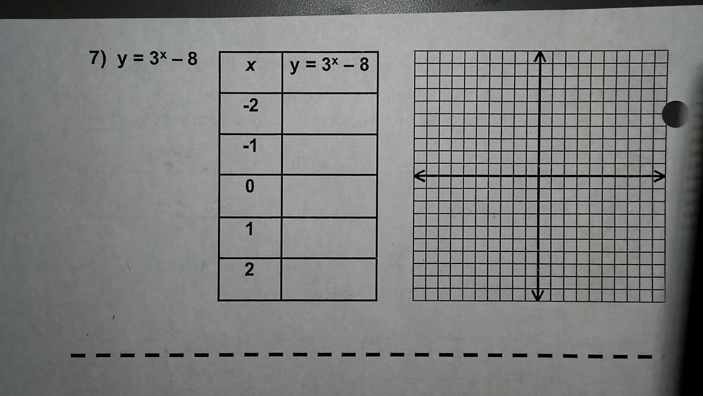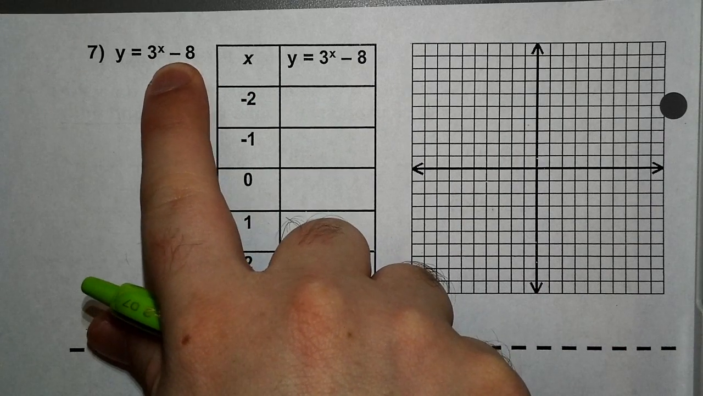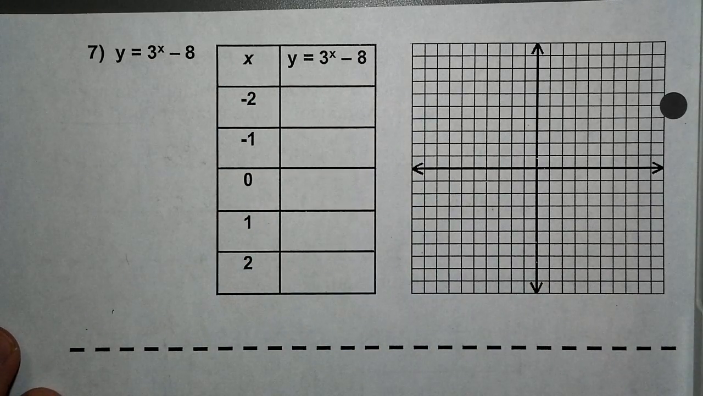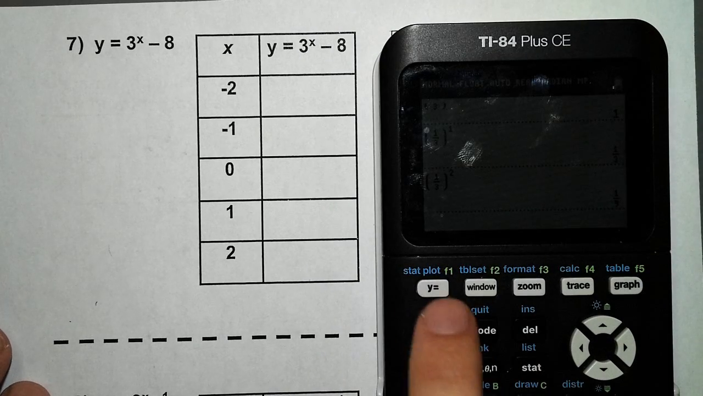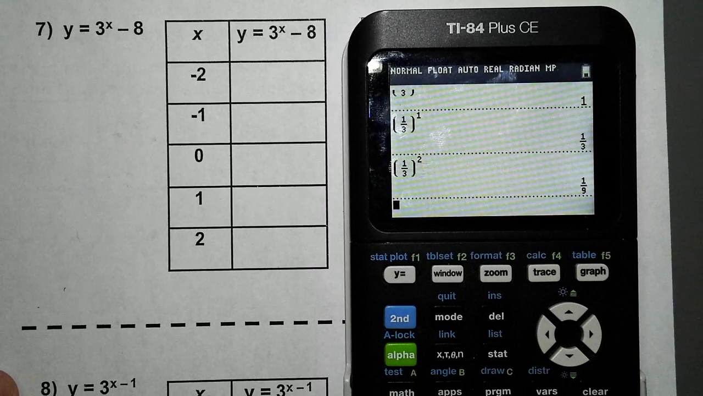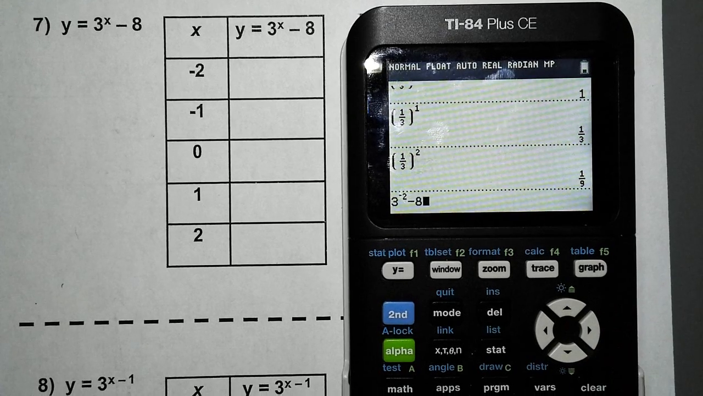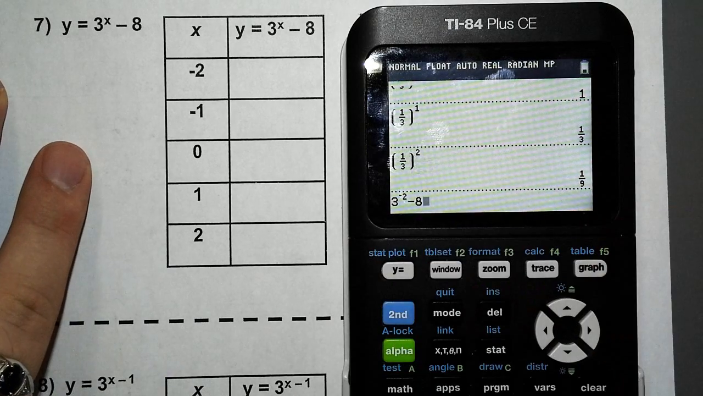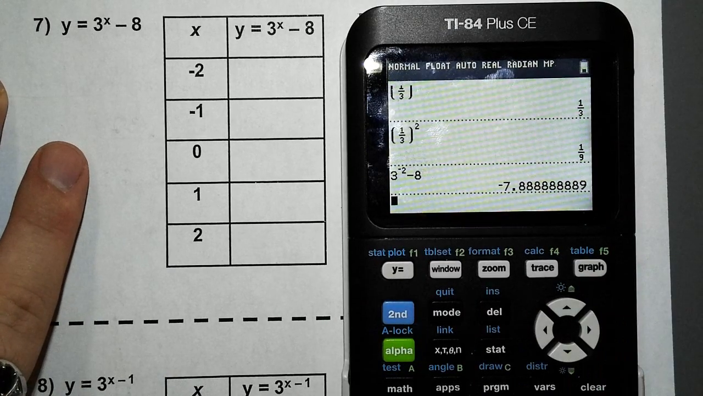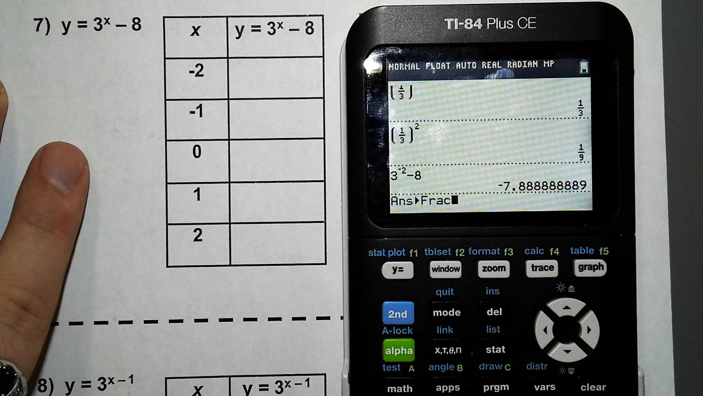All right, let's now move on to this equation, y equals 3 to the x minus 8. Once again, I don't want you to just go into your y equals table. I want you to practice typing in these non-regular exponents. So we're going to start out with 3, raise it to the negative 2, and then subtract 8 from it. So 3 to the negative 2 minus 8, math, enter.